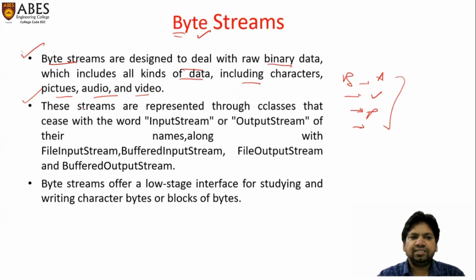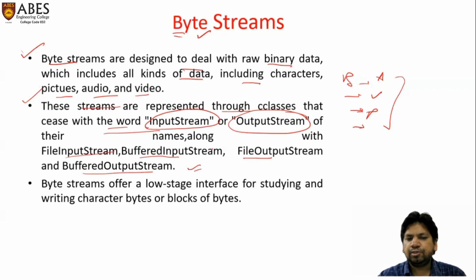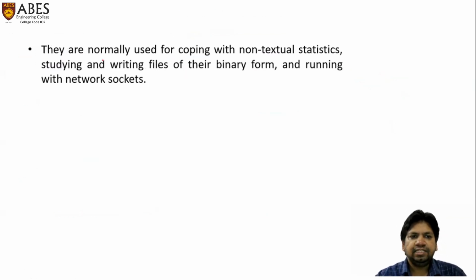In the second point, you can see that these streams are represented through classes whose names end with InputStream and OutputStream, a very important point, including FileInputStream, BufferedInputStream, FileOutputStream, and BufferedOutputStream. Means InputStream and OutputStream are used for byte streams. In the third part, byte streams offer a low-level interface for reading and writing characters, bytes, and blocks of bytes. Okay, moving ahead. They are normally used for dealing with non-text data, reading and writing files in binary form, and working with network sockets.